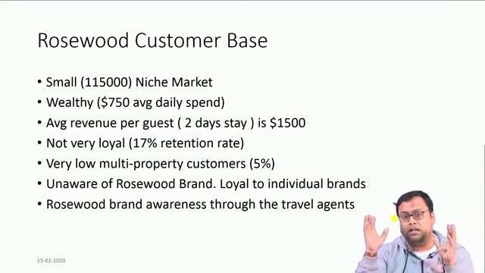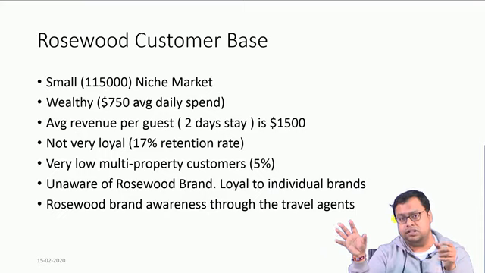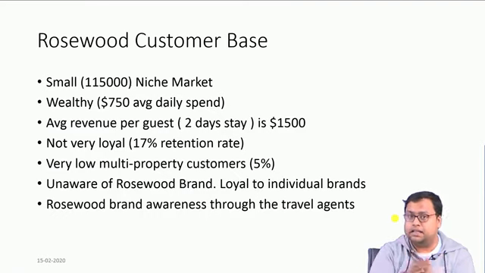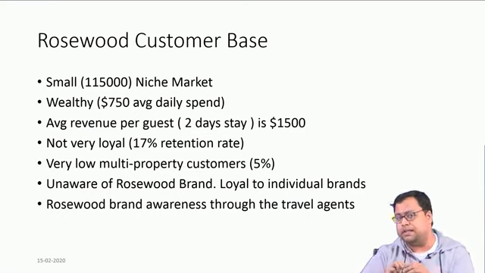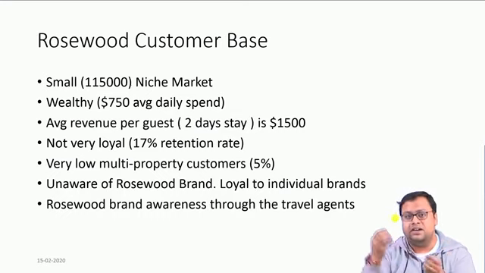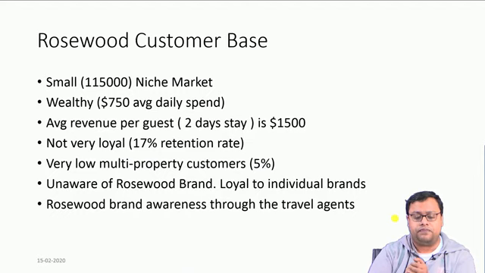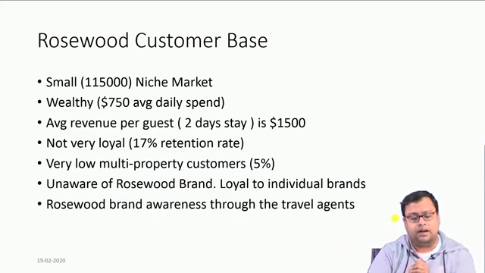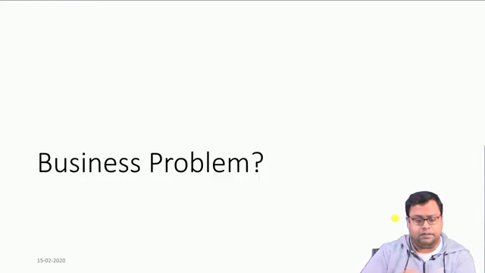They might not be interested, or there might be some customers who are more focused on Rajput history, not so focused on Maharashtra's history, and then there can be a lower amount of cross selling. Similar things were happening here. So, retention rate was only 17%, and very few multi property customers, the history loving customers who showed up at multiple places, only 5%. They were not aware of the Rosewood brand, they were loyal to the individual brands, the individual Rajputana brand or Shivaji brand and so on. And Rosewood brand awareness was generated mostly by the travel agents. So, that was the problem.